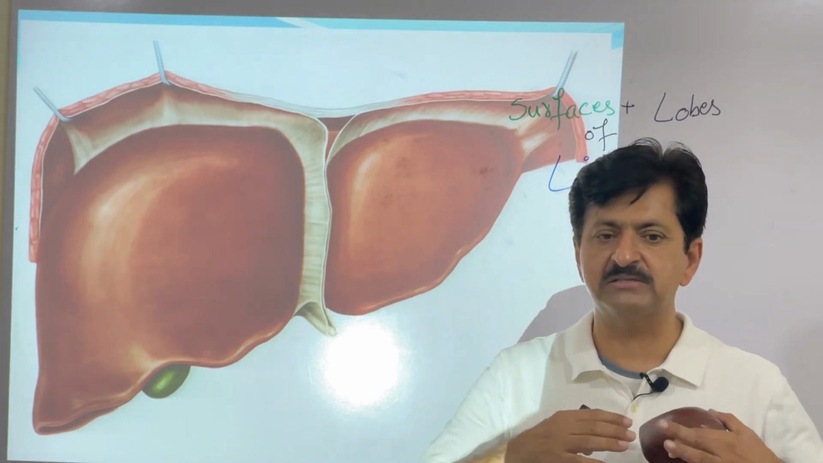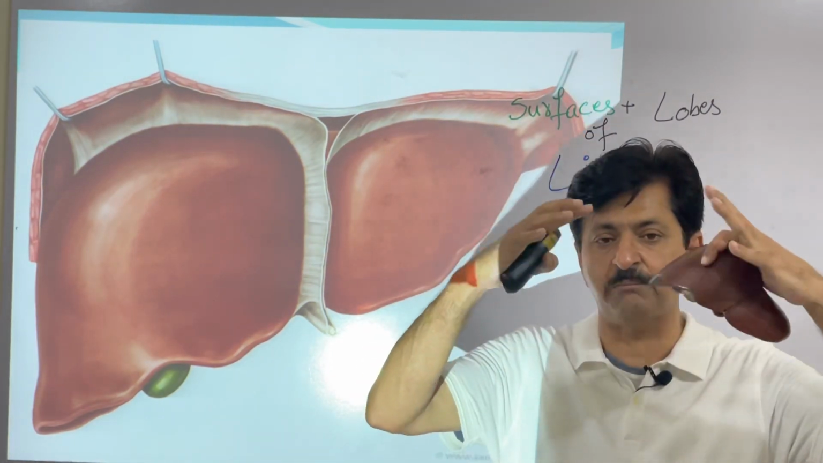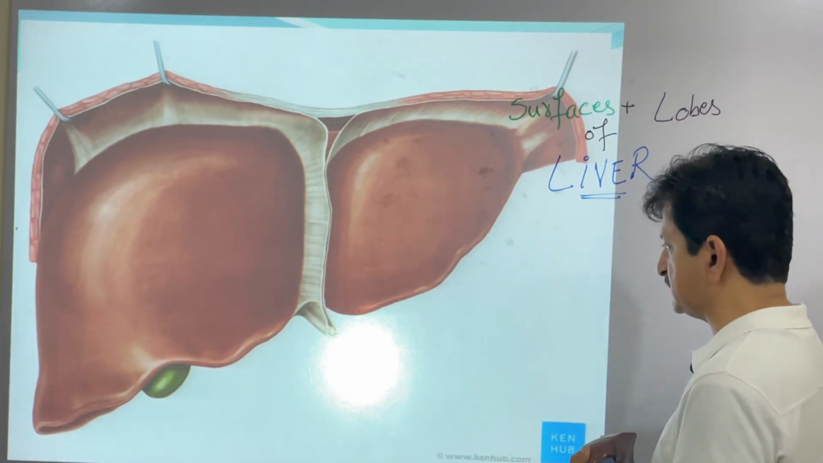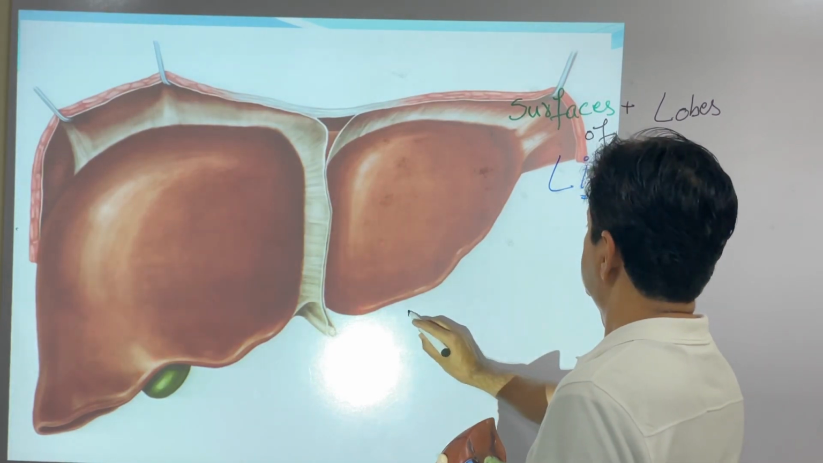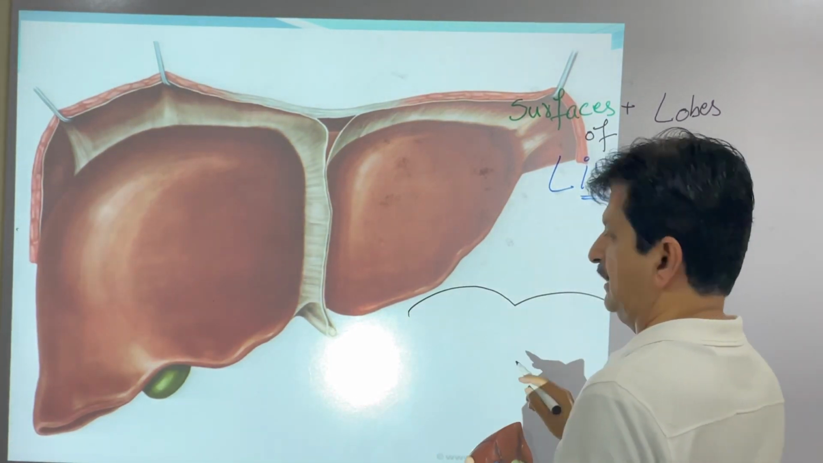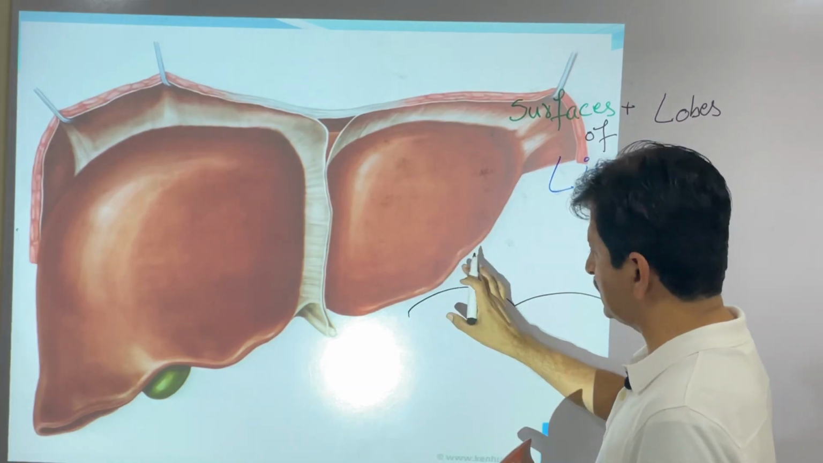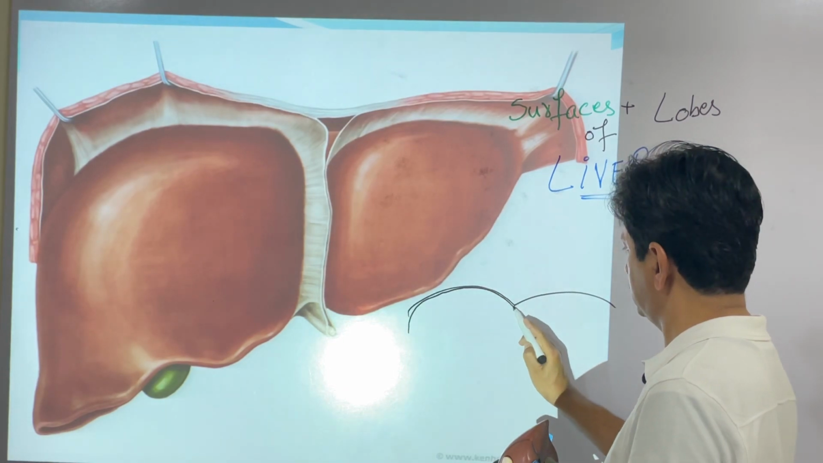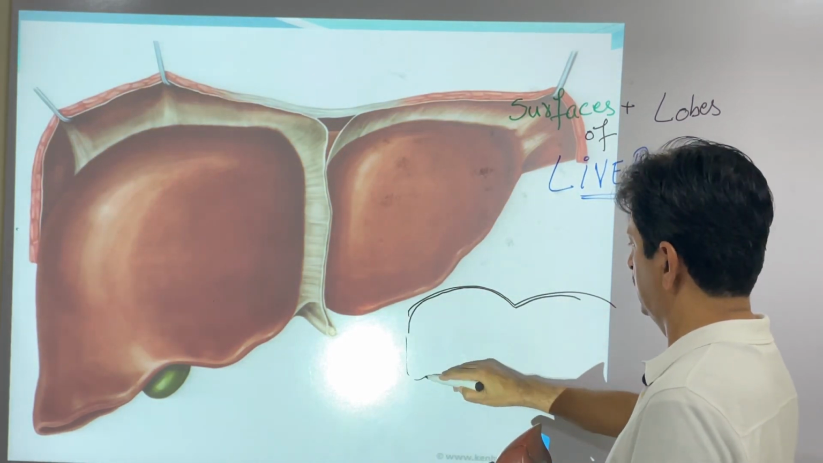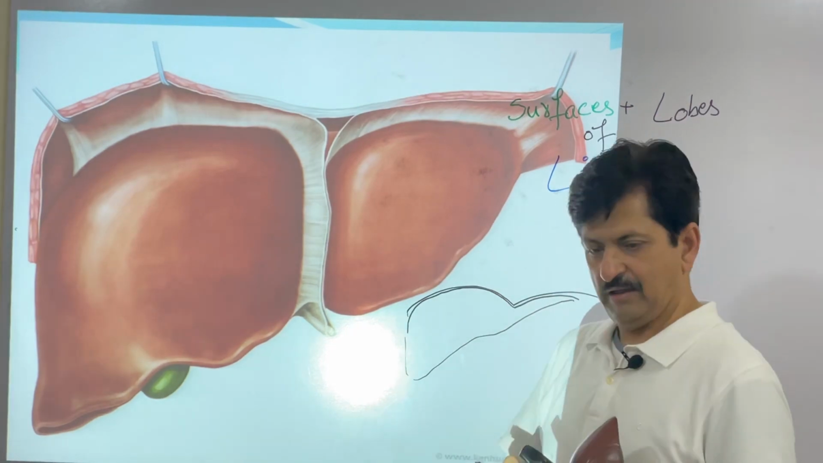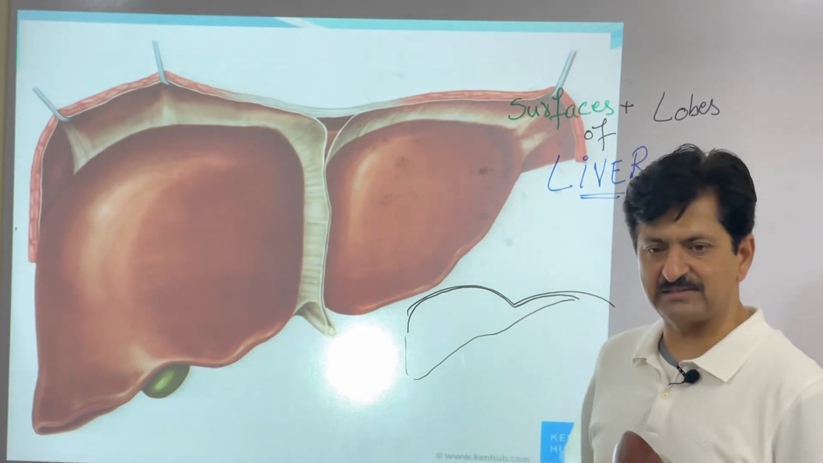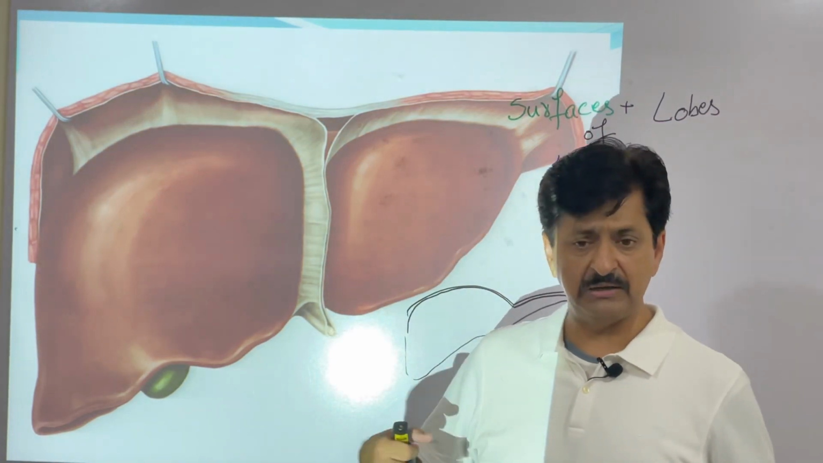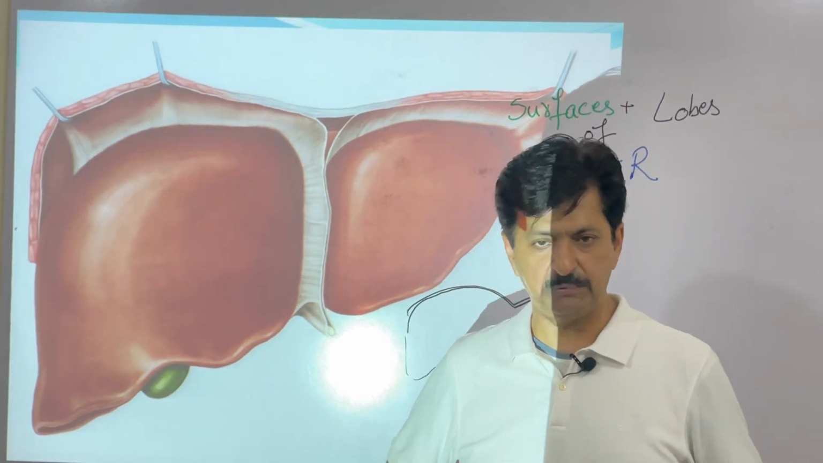The reason is that the diaphragm is dome shaped, like an umbrella. So if the diaphragm is like an umbrella, this liver is under the cover of the two domes of the diaphragm, and you cannot feel it or palpate it. But in a child, even a normal sized liver can be palpated.